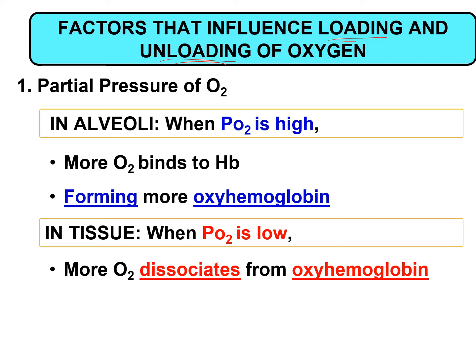When the partial pressure of oxygen is high, the hemoglobin will have the tendency to load oxygen. So this usually occurs in the alveoli, the area that has high partial pressure of oxygen. While when the partial pressure of oxygen is low, more oxyhemoglobin will dissociate, then oxygen is unloaded. So this usually occurs in the tissue.